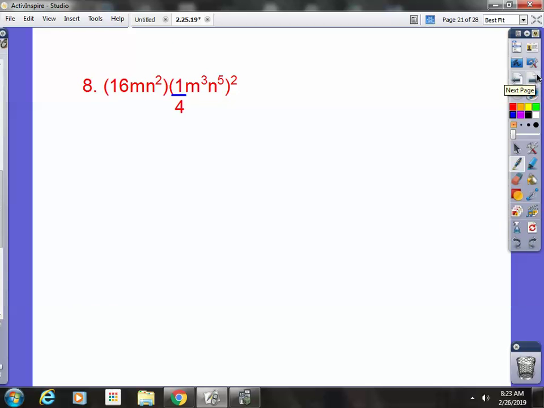About this one. In parentheses, we have 16mn squared times parentheses, this 1/4, the whole fraction there is in parentheses, 1/4 m cubed n to the 5th, all squared.